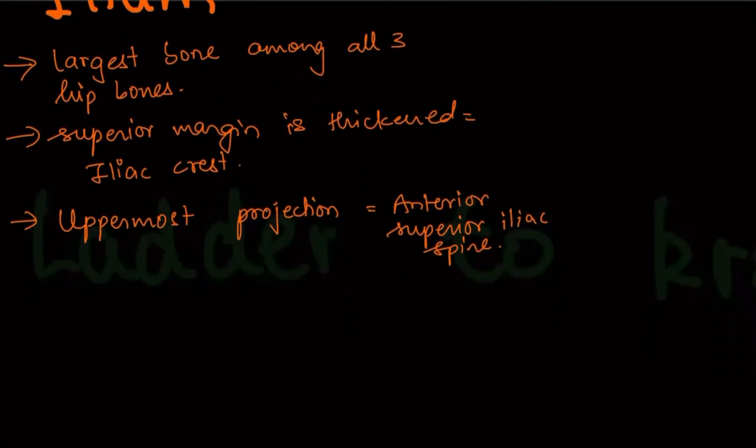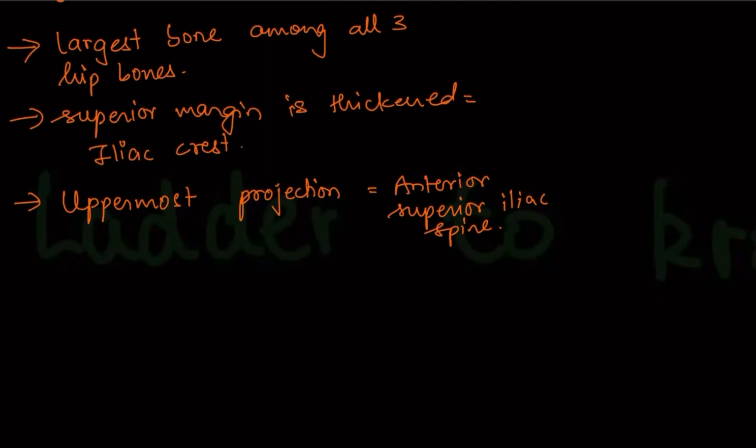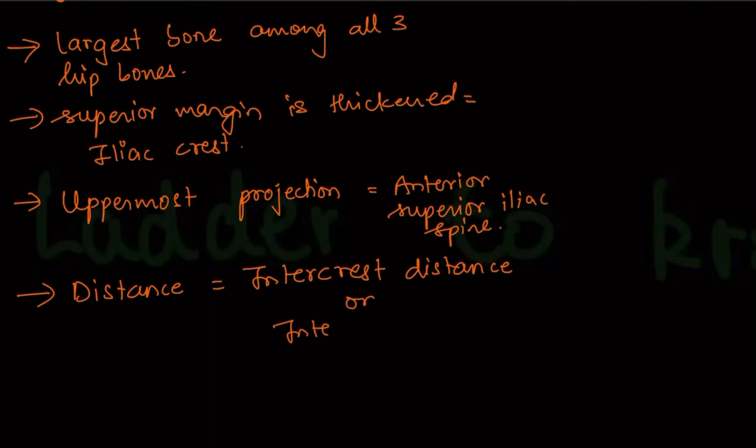Okay, remember the structure anterior superior iliac spine, it is important, and they could give you a question that we measured a distance between the two crests. Then what will such distance be called? It is called as intercrest distance. And if they ask you that we have measured a distance between two spines, then what will be the answer? It is called as interspinous distance. So just write down distance, they could ask you about intercrest distance or interspinous distance.